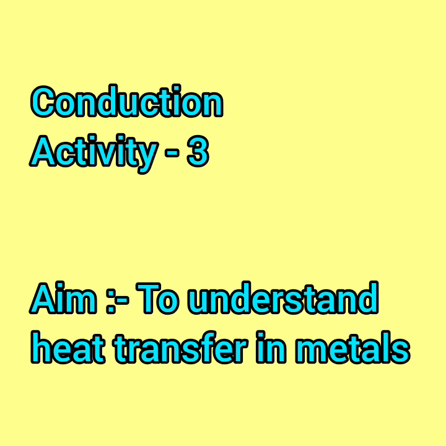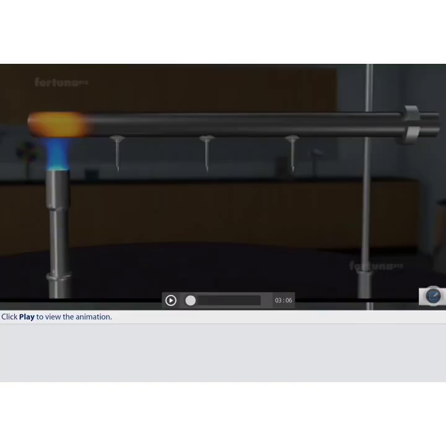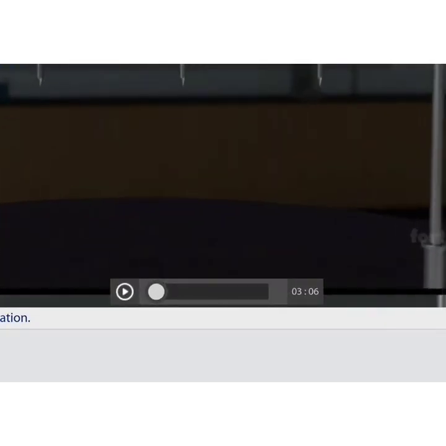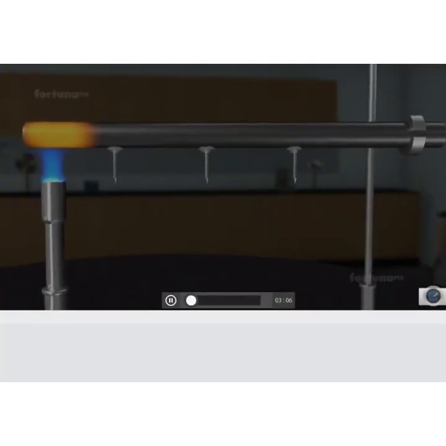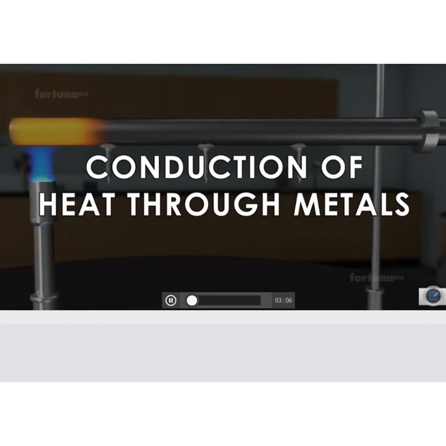One activity is given in your book. In that, we need to understand the transfer of heat into metals. To explain that, I'll be showing a short video. Watching it closely. Conduction of heat through metals.